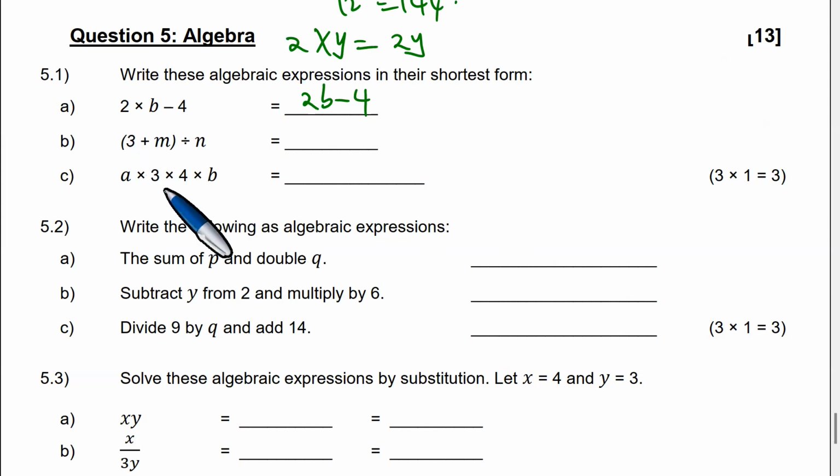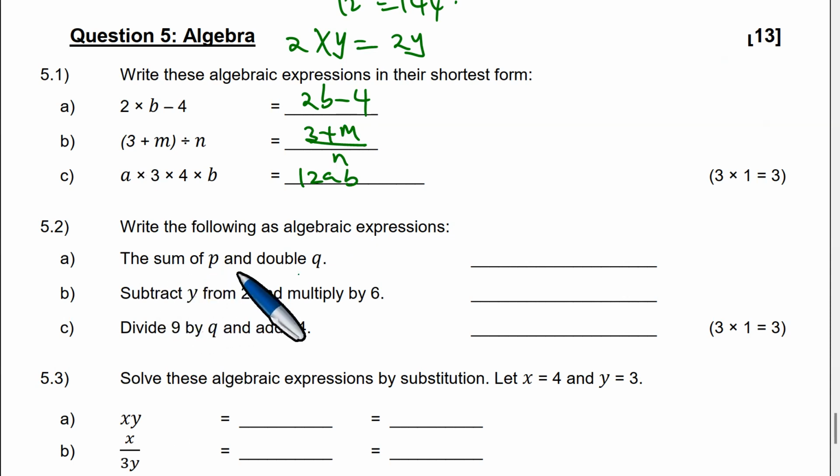What is the answer here in B? Three M plus M divided by N. Yes, it's going to be M 3 plus M over N. This one, A times 3 times 4 times B, what's the answer? A 3 times 4 B. Yes, 3 times 4, what is 3 times 4? 12. 12 AB.